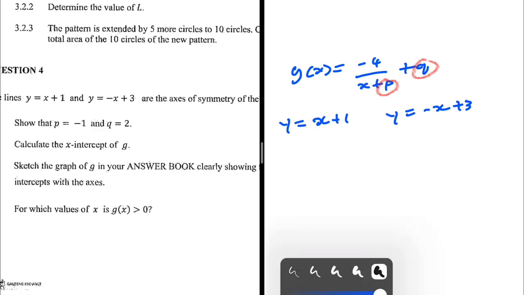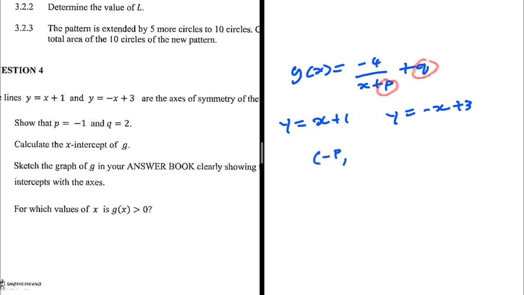So there are some basics that you need to recall in order to answer these questions. These lines of axes of symmetry touch at a point where we have minus p as the x coordinate and q as the y coordinate. So in order to find this minus p, we can just equate these axes of symmetry. We're going to have x plus 1 equal to minus x plus 3. So 2x is equal to 2. x is equal to 1. We're dividing by 2 on both sides.